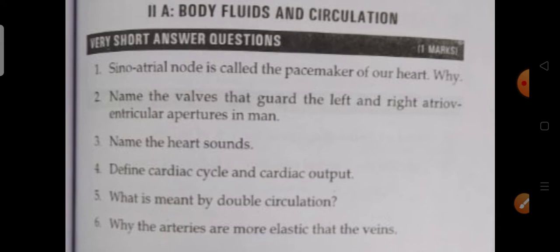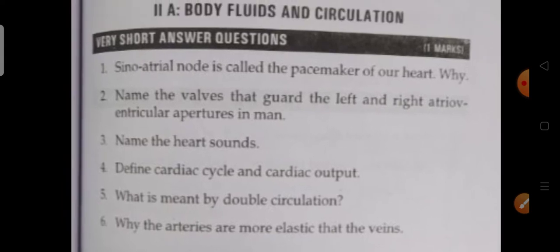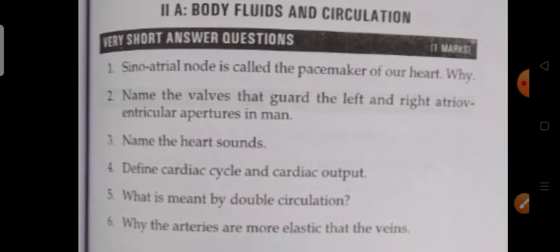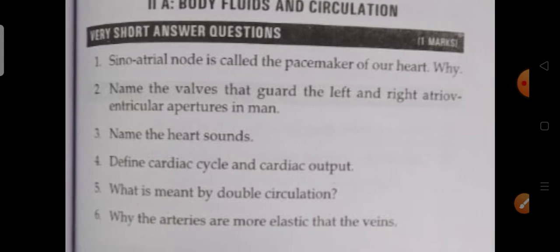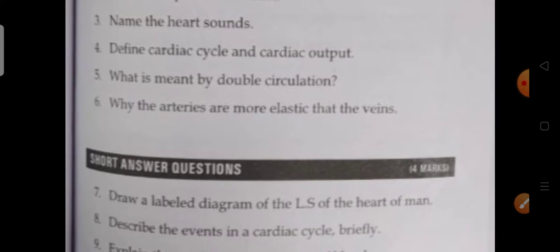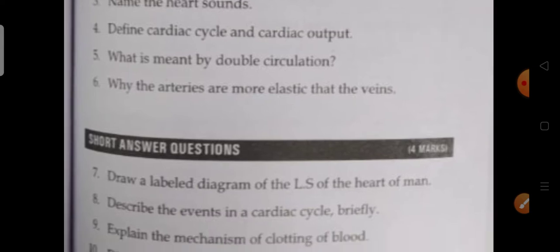In zoology, all the bridge course students will have very short answer questions, which carry 1 mark, and short answer questions, which carry 4 marks. These are the very short answer questions from the second unit, the subunit body fluids and circulation. The sinoatrial node is called the pacemaker of our heart. Name the valves that guard the left and right atrioventricular apertures in man. Name the heart sounds. Define cardiac cycle and cardiac output. What is meant by double circulation? Why are the arteries more elastic than the veins?